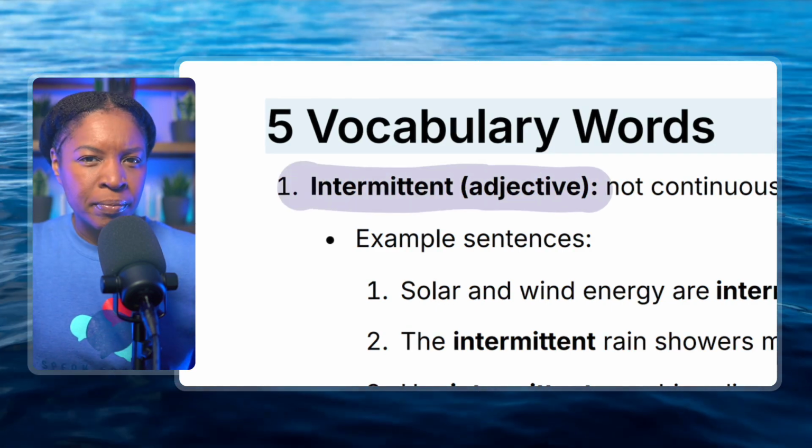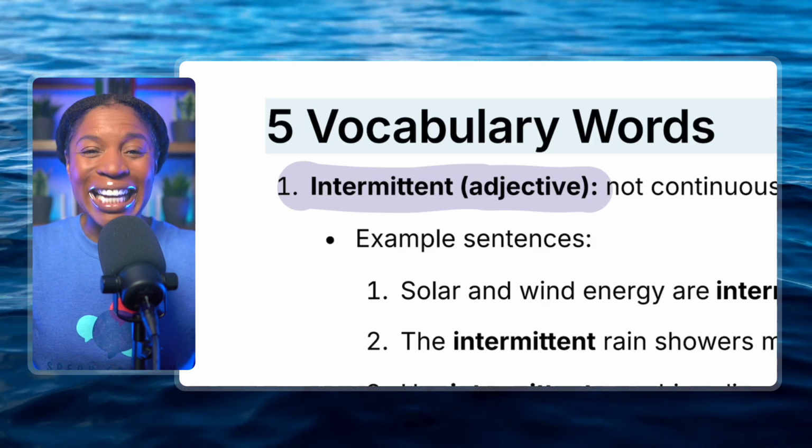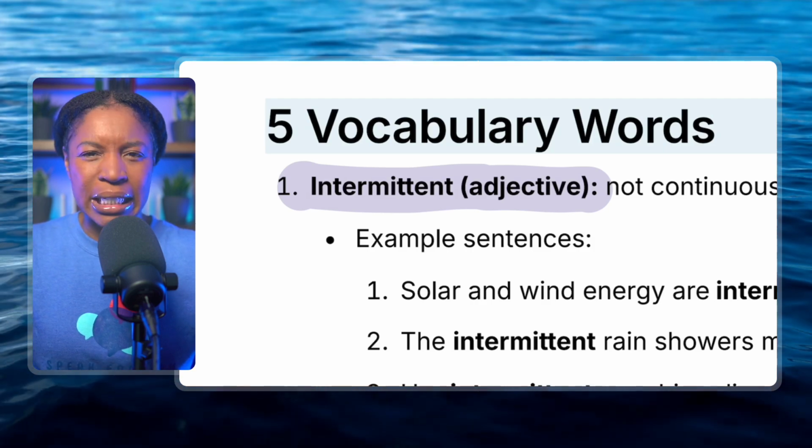Intermittent. Good. Again, intermittent. Excellent. Last time after me. Intermittent.